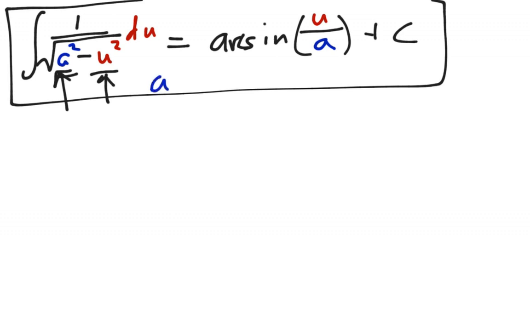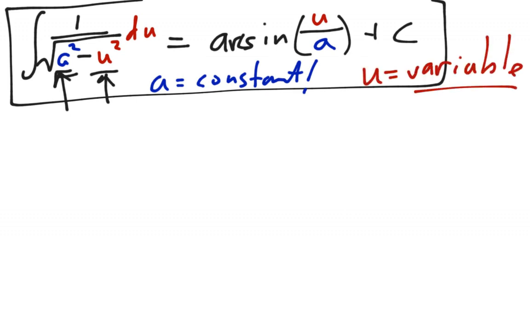Furthermore, a is always going to be a constant. That's something you need to remember: when you are identifying the arc trig integrals, a is a constant, u is going to be variable. And this is similar to u substitutions, so the u's will have the x's in them when you do this. Let's look at the next one.